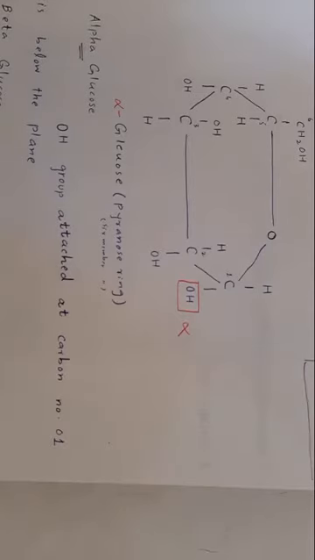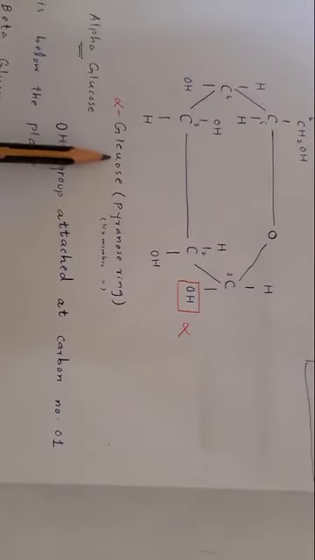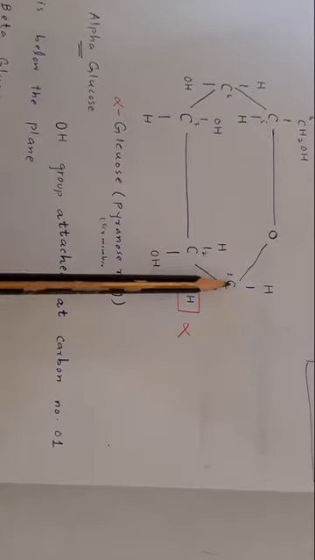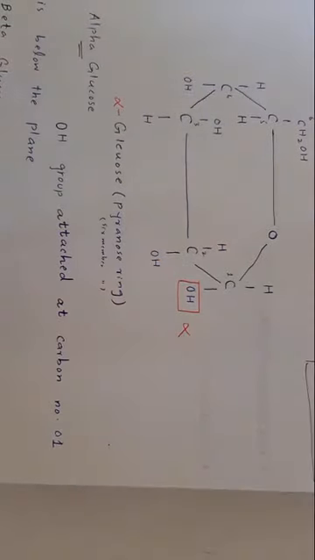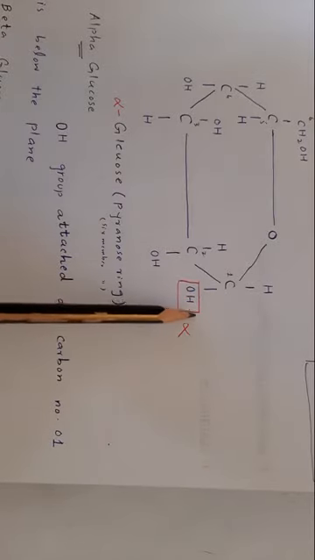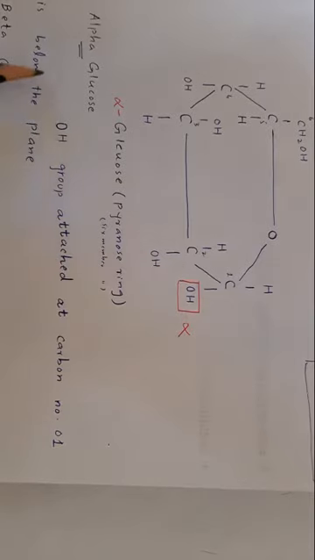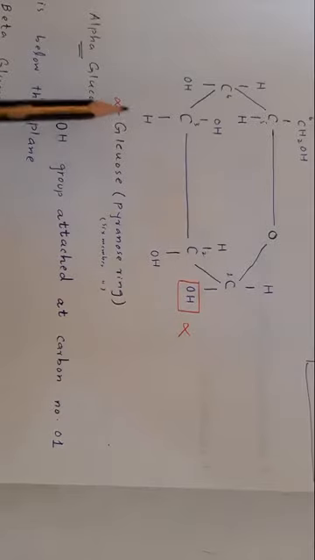Now what is alpha and beta glucose? Look at the structure. This is the structure of a glucose molecule. It is a hexose, a 6 carbon sugar, a monosaccharide. Carbon number 1, 2, 3, 4, 5, and the number 6 carbon is out of the ring. Now look at the hydroxyl group attached to carbon number 1. What is alpha glucose? When the OH group attached at carbon number 1 is below the plane, such a glucose is called alpha glucose.